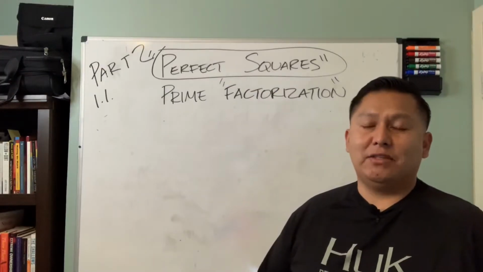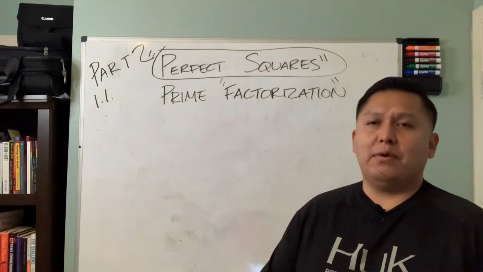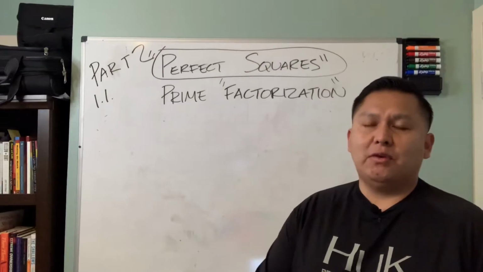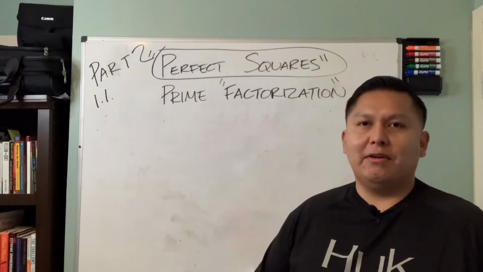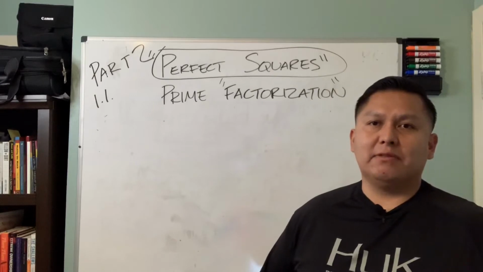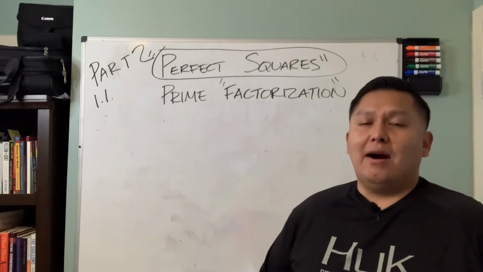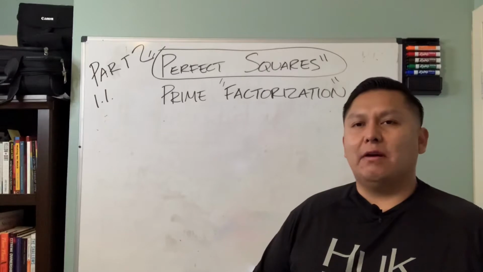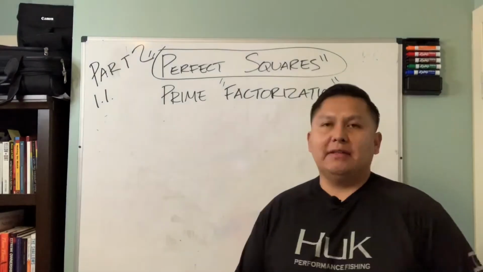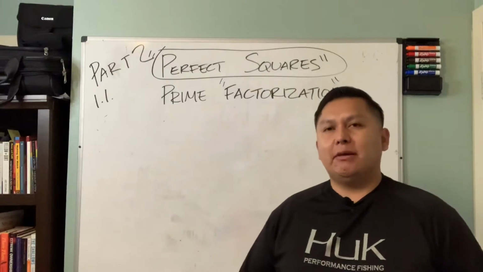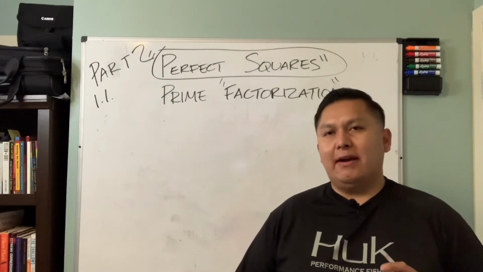Okay, ladies and gents, so what I want to do is continue with 1.1. So this is part 2 of 1.1. And I do want to continue with perfect squares. Earlier in the last video, I showed you some examples of what a perfect square is. But just know that a perfect square is a number that can be made by multiplying a whole number by itself. Okay, so what we want to do is look at the relationship between perfect squares and its square root.